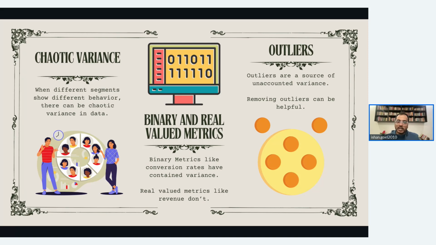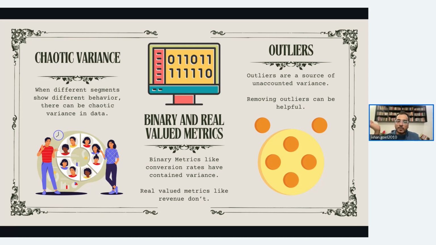So I'll explain what binary metrics and real valued metrics are. Binary metrics are metrics like conversion rate or engagement rate or bounce rate, where essentially for every visitor, you are just sampling whether they performed an action or not. So they are 0 or 1 type metrics. So binary metrics are 0 or 1 type metrics.